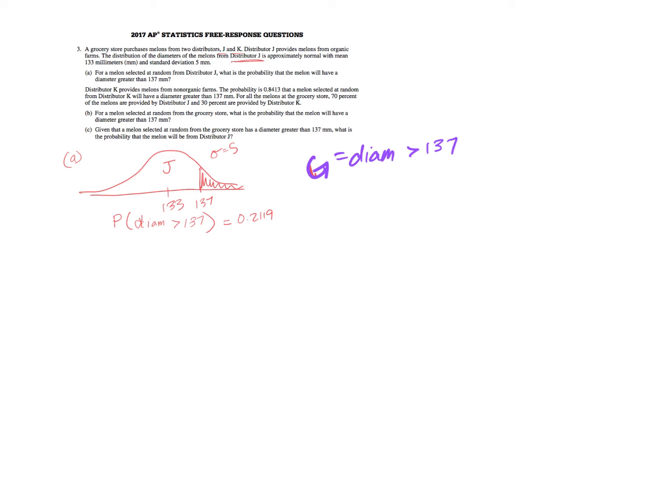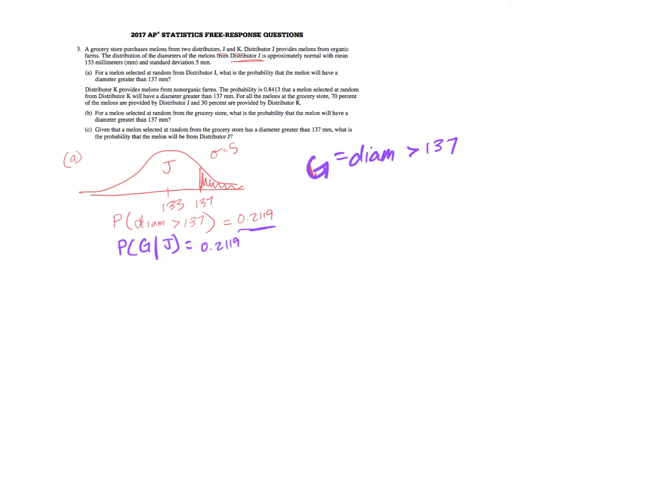Because now I have two probabilities associated with this, greater than 137. I have the one we found in part A, and I have the one given to us in part B. I'm sorry, where did we get G? I just made it up. I'm just creating a new event. So when we look at this, what was this really? It is the probability of G. All I'm saying is that I don't want to keep writing out diameter greater than 137. I'm using G as a shortcut. But when we think about this, this is that probability given that the melon came from distributor J. Is everybody with me on that?